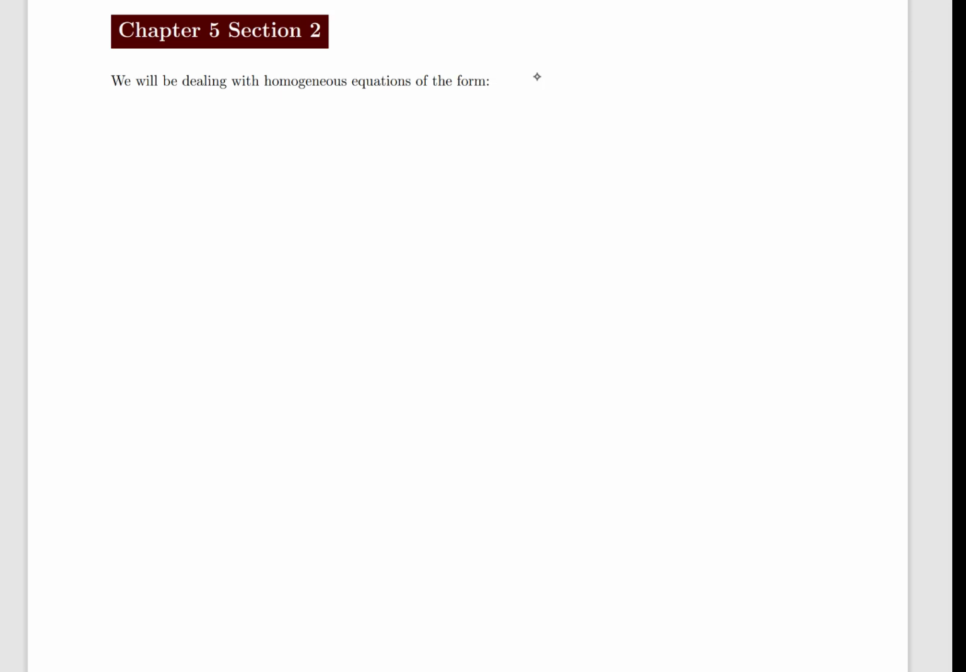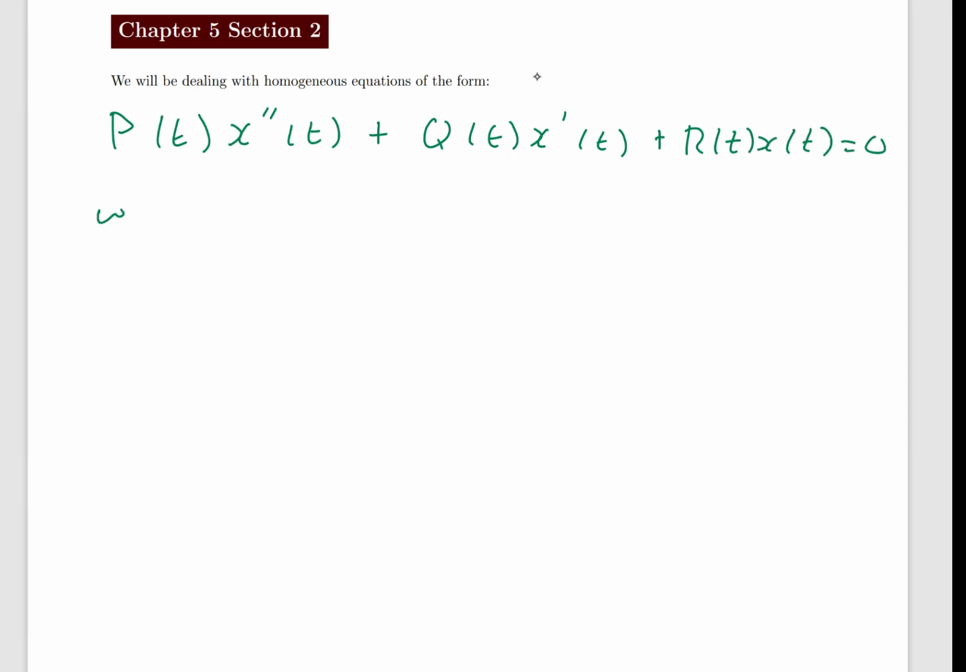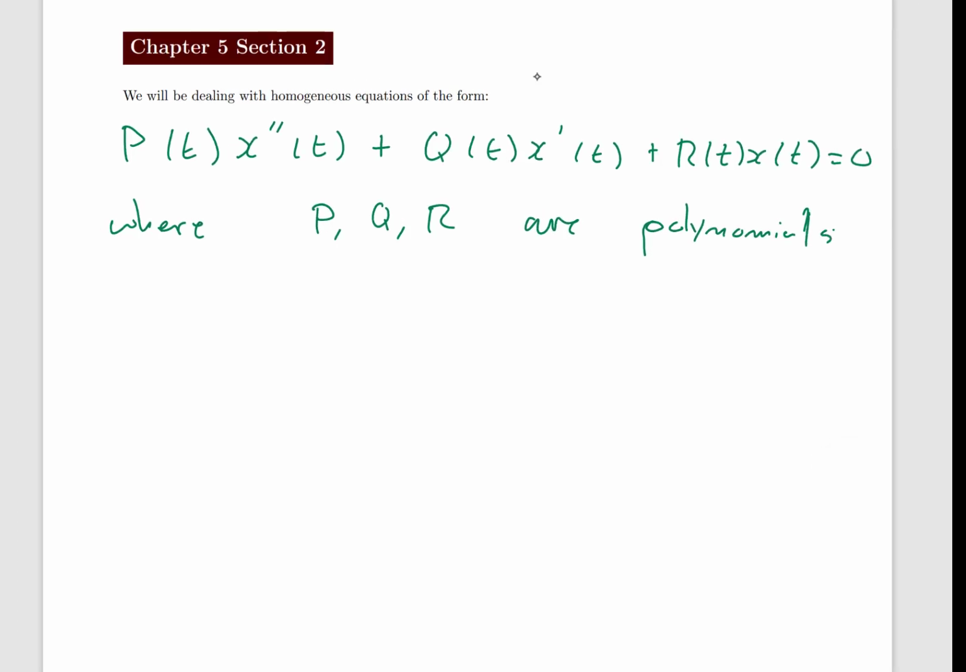Okay, we are going to be studying homogeneous equations of the form P of t, x double prime of t, plus Q of t, x prime of t, plus R of t, x of t equals 0, where these coefficient functions p, q, and r are polynomials.